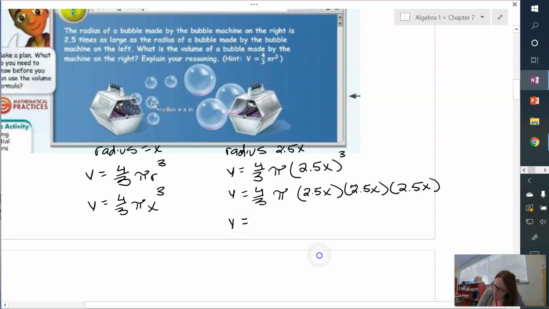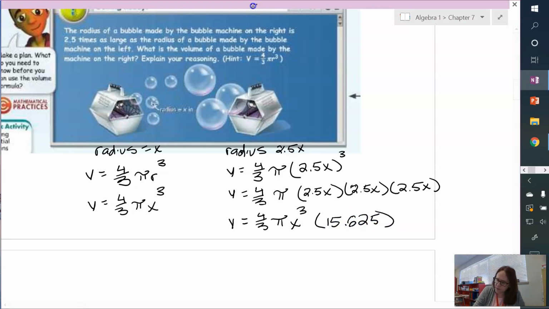So I get 4/3 pi. I have x times x times x, which is x cubed. And then I have a 2.5 times 2.5 times 2.5. And that's a 2.5 cubed, which equals 15.625.